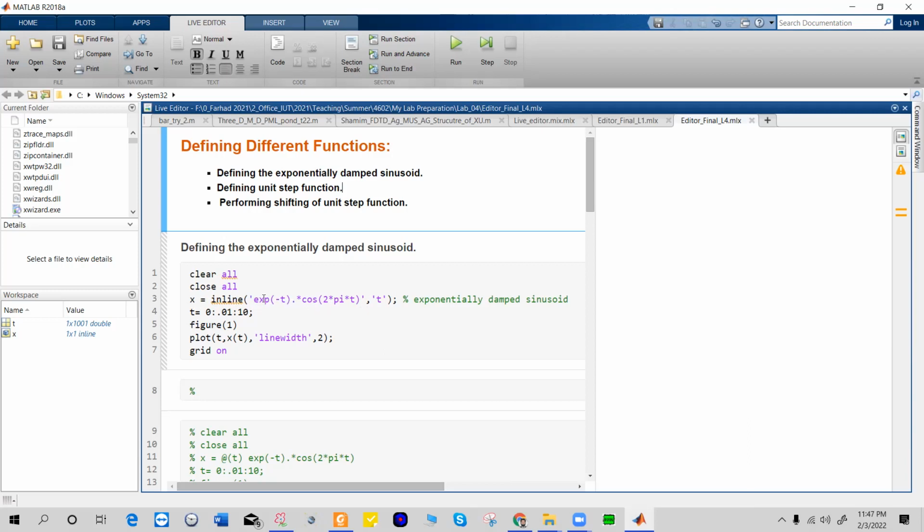t. So this is the function. This is an exponentially decaying sinusoidal function. Okay, the sinusoid is here, cos. So exponentially decaying cos function, or you can say exponentially damped sinusoid, and here the variable is t. So x inline, this inline is being used to define the function, and this t is indicating that the variable will be t in this function. So let us run this code. Okay, and the time we are varying is from 0 to 10 with an interval of 0.01, and then we just plot it. So let's run this part.